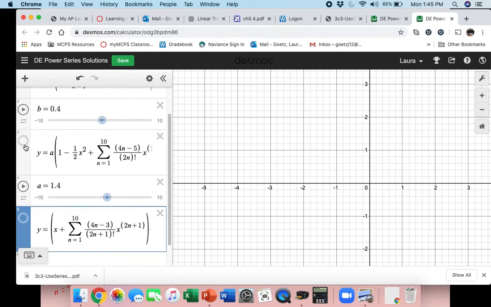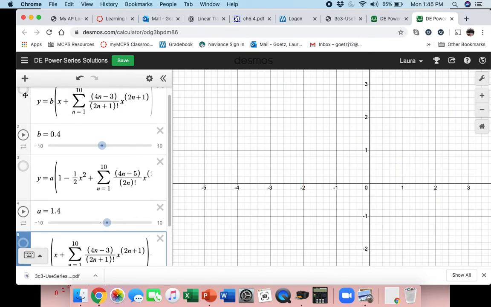But here are the two separate pieces that we came up with. And the initial value that I actually gave you, that we actually solved for, was 1 and 0. And that's what the solution looks like. Kind of cool, right?